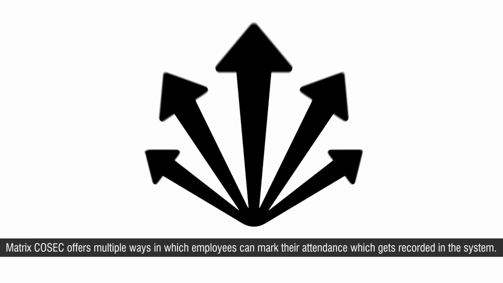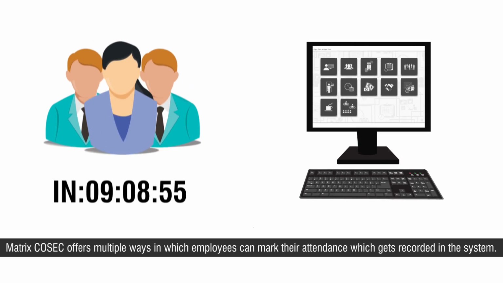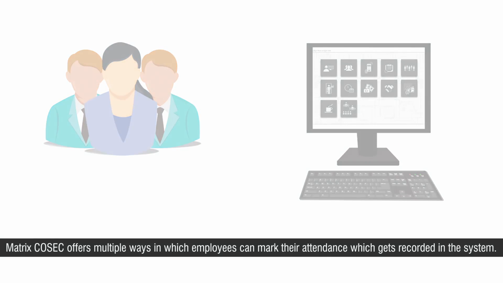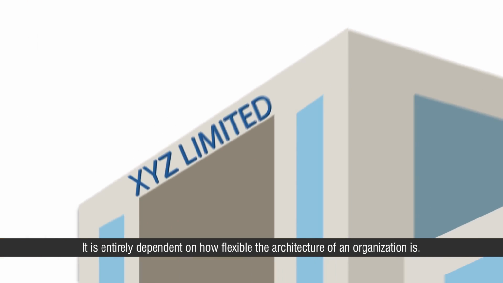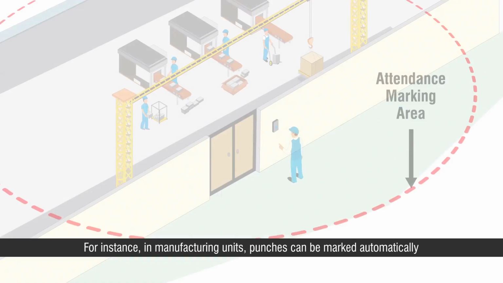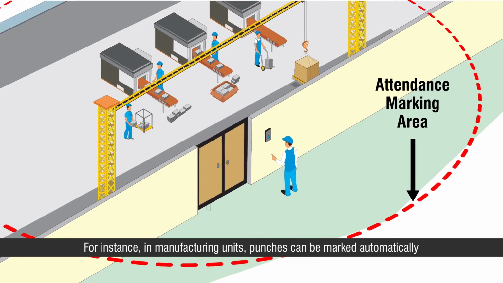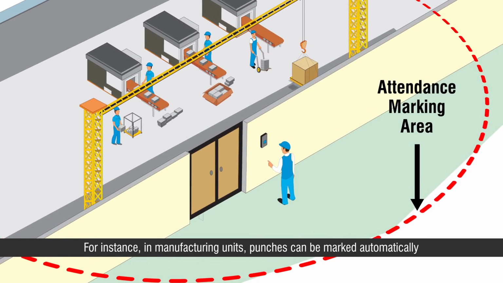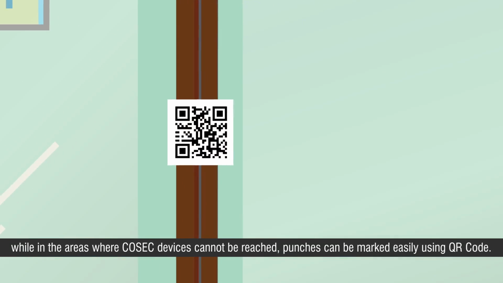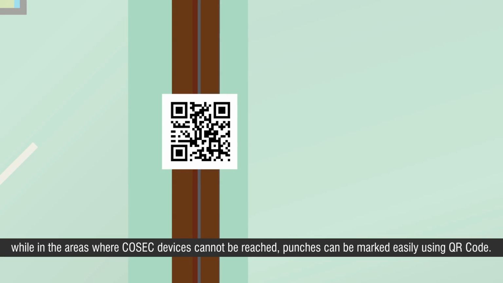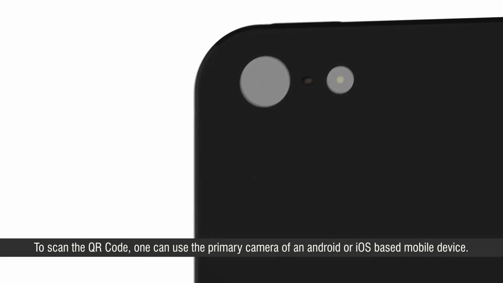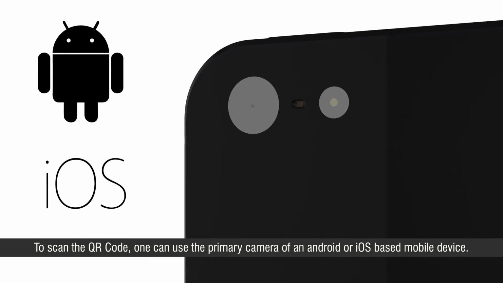Matrix COSEC offers multiple ways in which employees can mark their attendance, which gets recorded in the system. It is entirely dependent on how flexible the architecture of an organization is. For instance, in manufacturing units, punches can be marked automatically, while in the areas where COSEC devices cannot be reached, punches can be marked easily using QR code. To scan the QR code, one can use the primary camera of an Android or iOS-based mobile device.